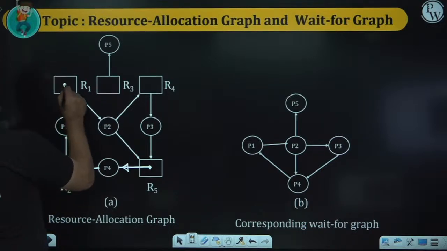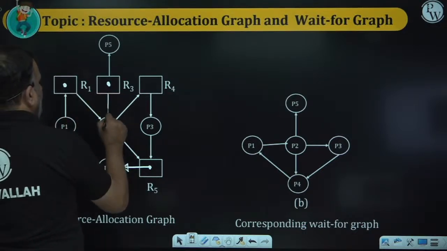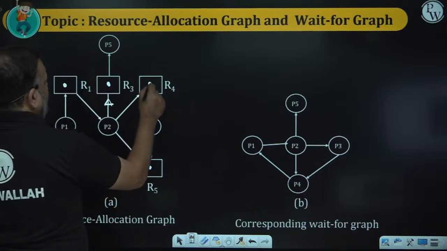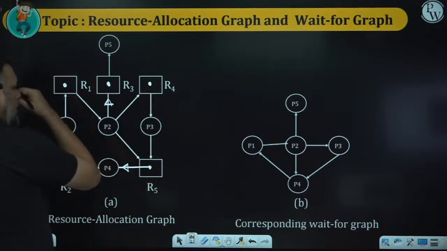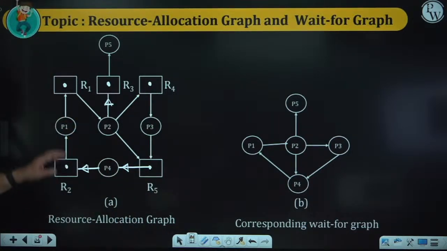All these resources are single instance. Single instance का मतलब एक कॉपी. So I have processes P1, P2, P3, P4, P5. This is my current state. What is the state? P1 is allocated R2, waiting for R1.